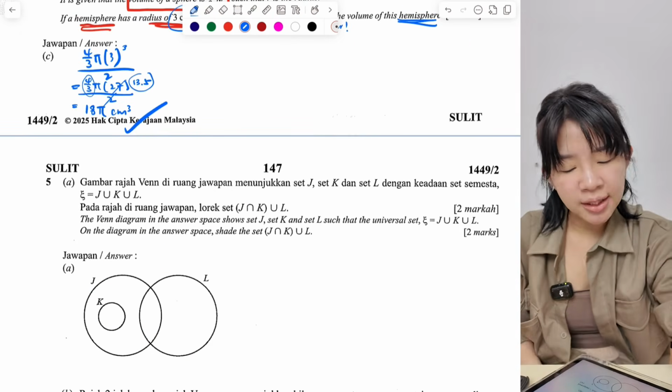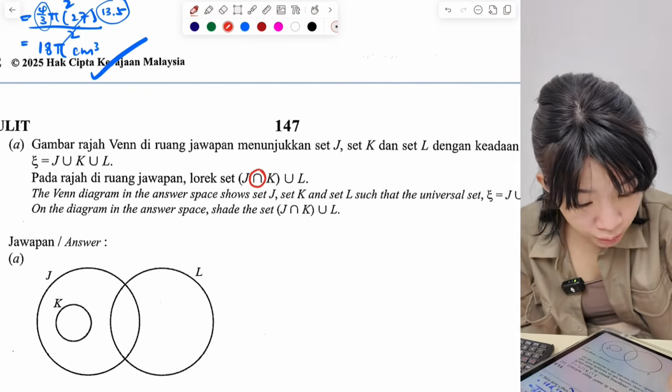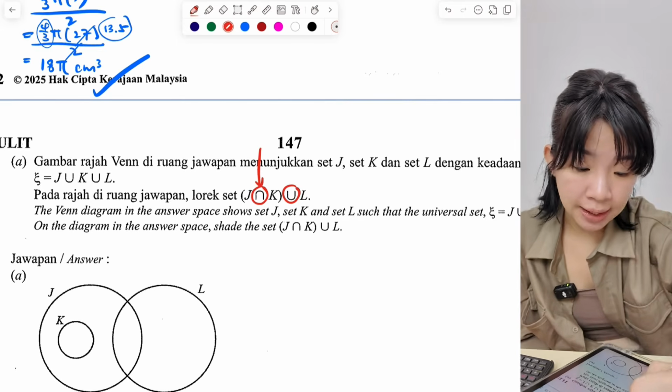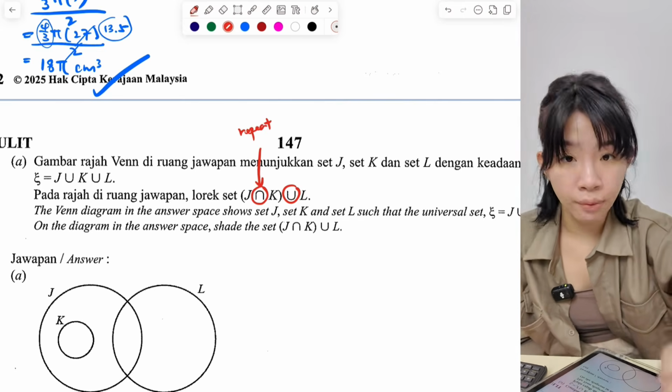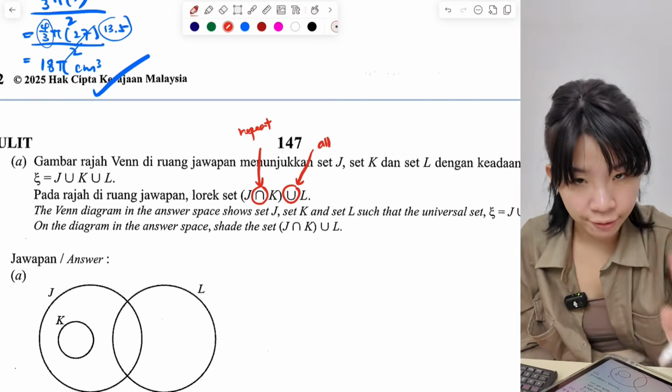So we need to shade this. Okay, they give a set. Now make sure you know how to differentiate these two symbols. So when you see N like that, meaning repeat. We want things that repeated. When you see U means union or everything.